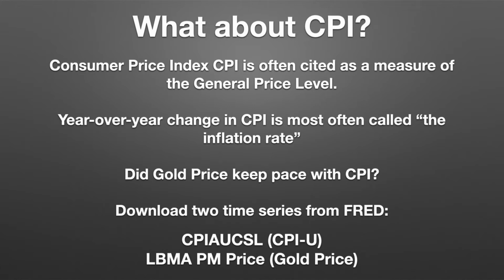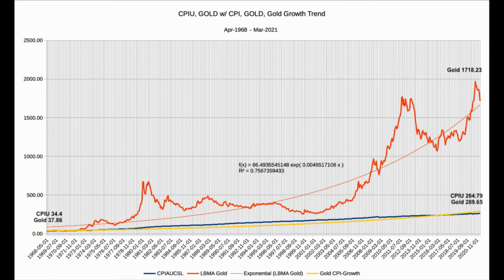So what I did was I downloaded 2 time series from FRED, the CPI-U and the gold price. And I'll just show you. I plotted these things all in one plot here. It's a little complicated, this chart. I was going to do it in separate charts, but I decided to just do it in one chart. First thing I plotted was CPI, and that's the blue line there. This chart goes from April 1968 to March 2021. It's like 53 years.